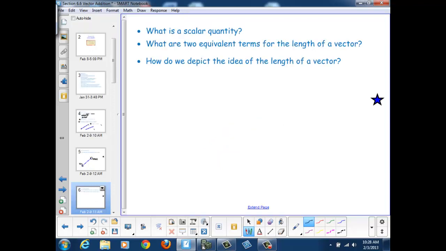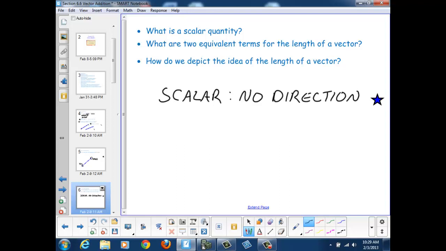These next three questions continue our introduction to the vocabulary and the notations we're going to use when we deal with vectors. What is a scalar quantity? Well, a scalar quantity is a quantity with no direction associated with it. So scalars, no direction. It's simply an amount. For instance, trees or people are scalar quantities, whereas vectors have two characteristics, the quantity or length and a direction. So speed or velocity would be considered a vector quantity because you have a certain direction associated with your motion as well as a certain length or magnitude.